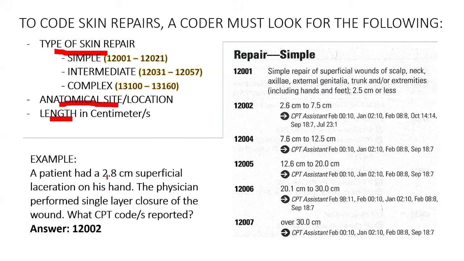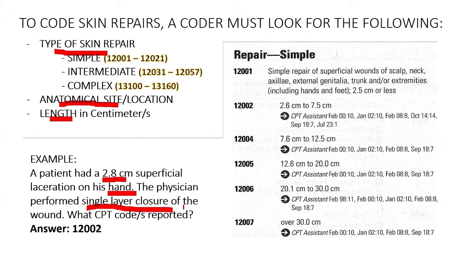A patient had a 2.8 centimeter superficial laceration on his hand. The physician performed single layer closure of the wound. This is the question. Here, the physician has performed single layer closure without any extensive cleaning or any debridement. So it is definitely a simple repair. Where it is performed, what is the anatomical site? What is the length of it?